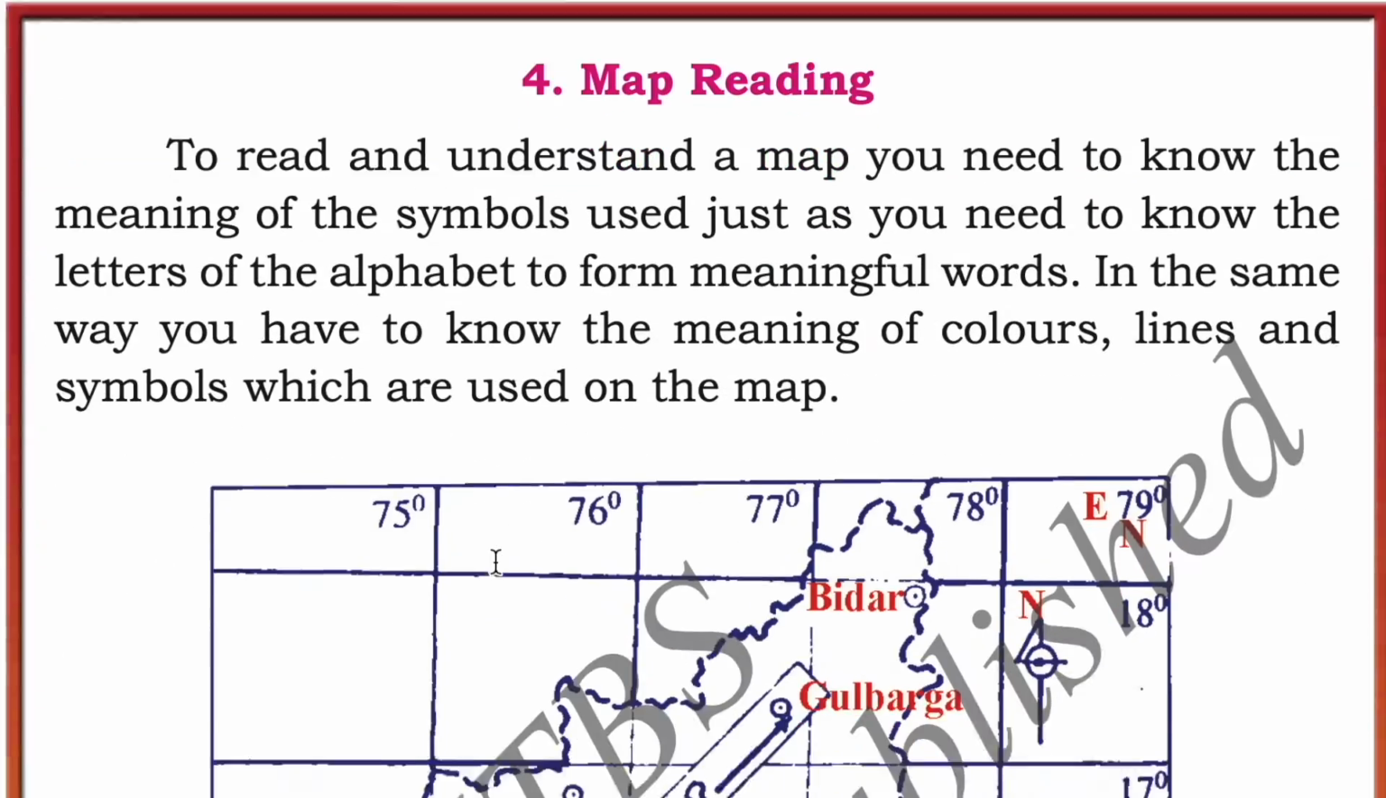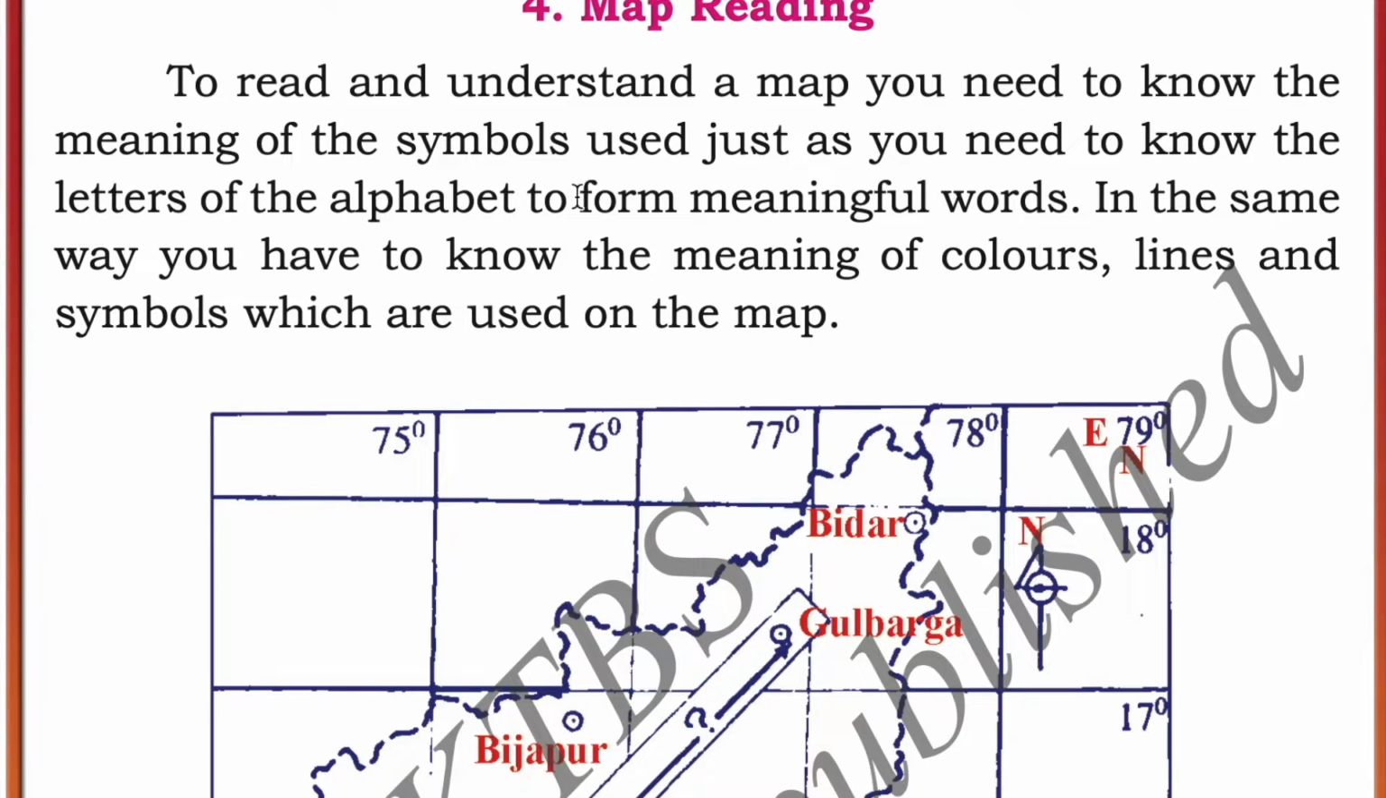Let's next move on to the important part of the lesson, that is map reading. Now, using the information that you have just learned, you need to apply it on a practical basis to actually learn how to read a map. You can do this by taking an atlas and trying to identify all the important features that we have just learnt about. To read and understand a map, you need to know the meaning of the symbols used, just as you need to know the letters of the alphabet to form meaningful words.